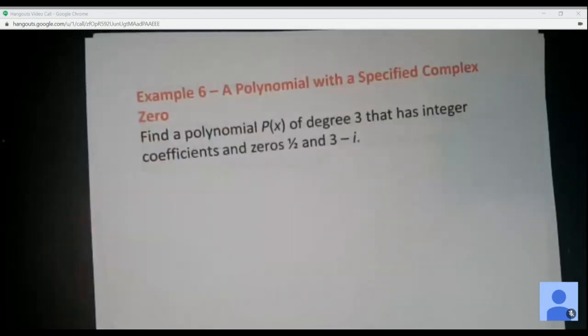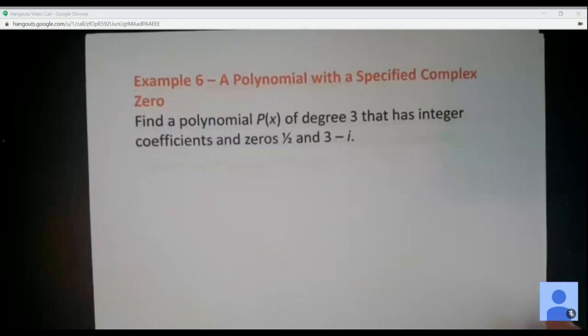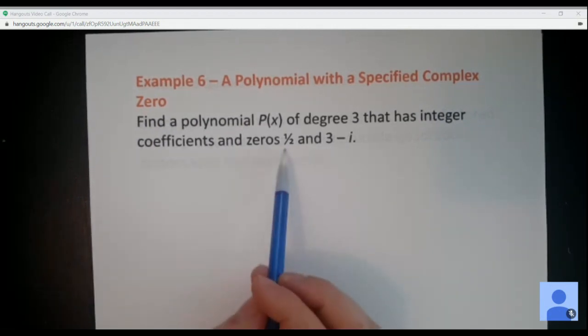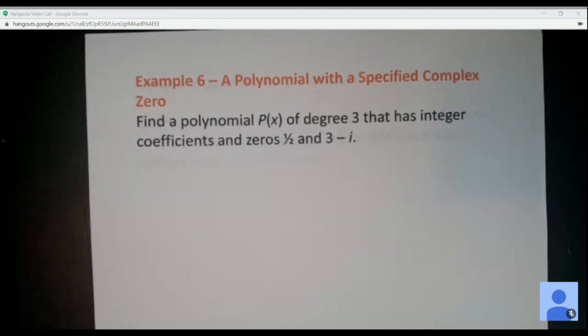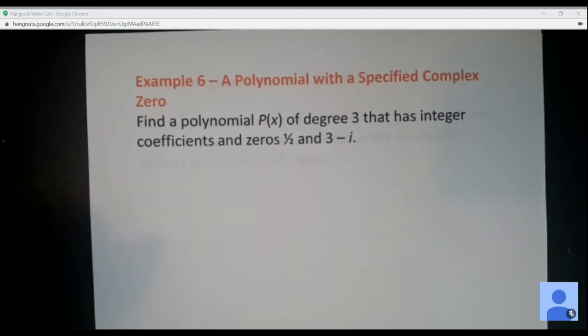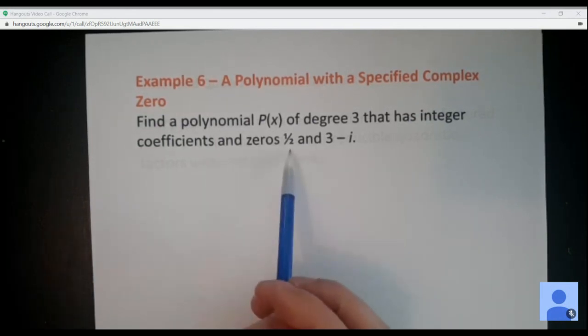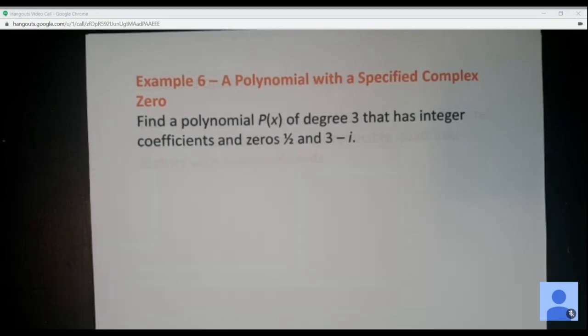All right. Let's take a look at this one here. So we're given, in this case, that we're looking for a polynomial of degree 3, and we're given the zeros of 1/2 and 3 minus i. And we're asked to actually find what that polynomial would be. All right, so looking first at the zero of 1/2, what would one of my factors need to be to give us a zero of 1/2?